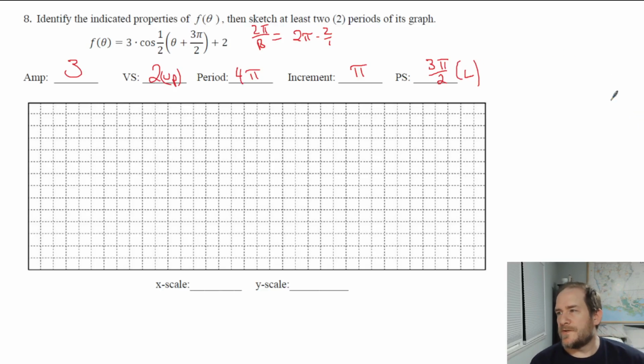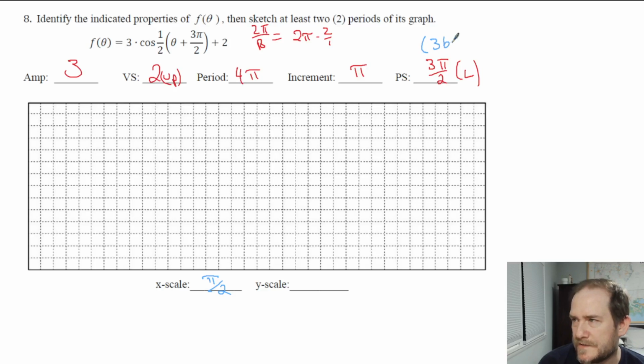Okay, so first decision is I'll use the phase shift and the increment to come up with a good x scale. And I could go by pi over 2. Yeah, I think that's pretty perfect. So go by pi over 2. If we do go by pi over 2, then this will be 3 boxes at a time. And of course the pi will be 2 boxes at a time.